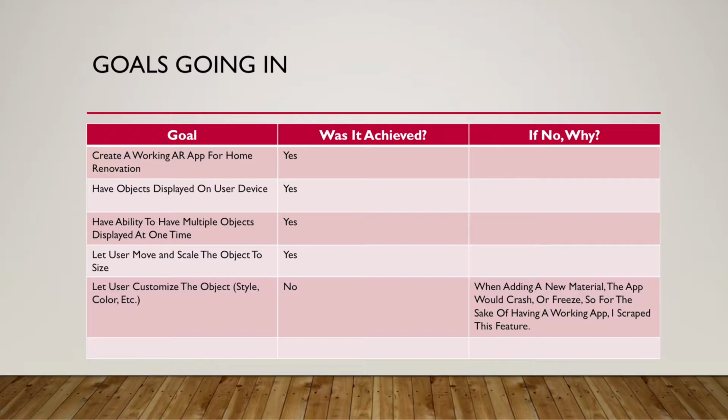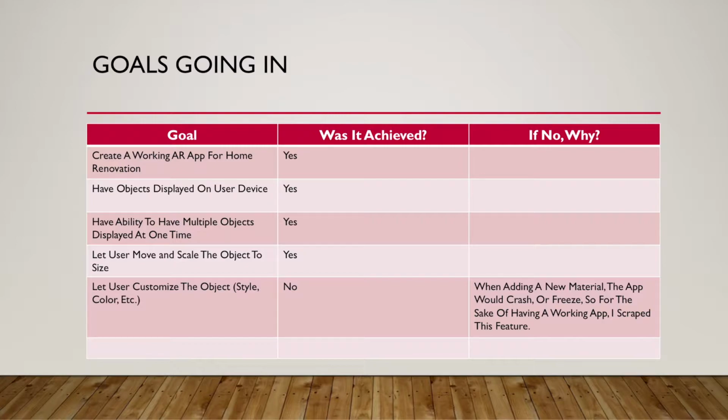Next was to have the ability to have multiple objects displayed at one time. So for example, if you were remodeling your bedroom, you could have your bed there along with other items, not just one item at a time, and that was also achieved. Next was to let the user move around the object and scale it to size, just so they could have the most accurate viewing of what it would look like whenever they did this process, and that was also achieved.